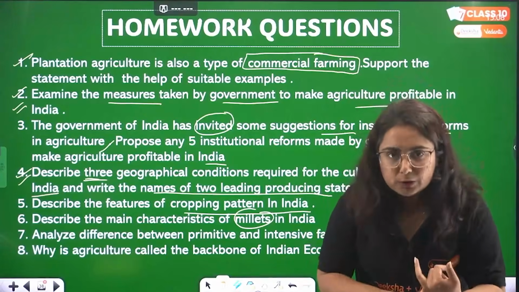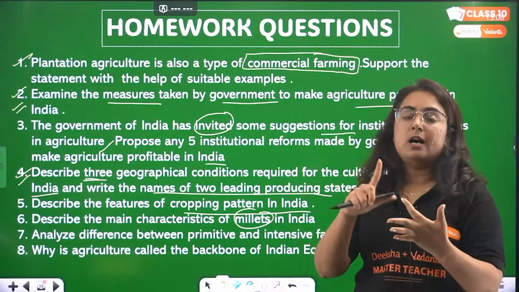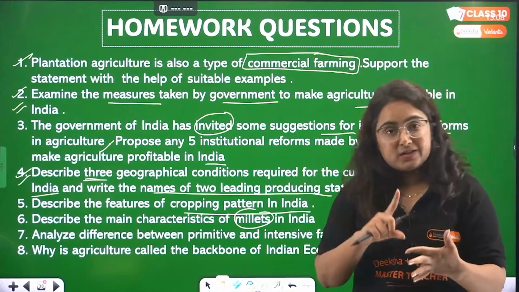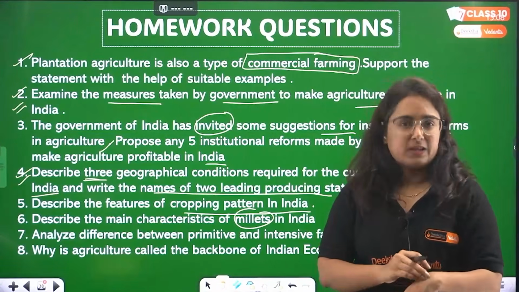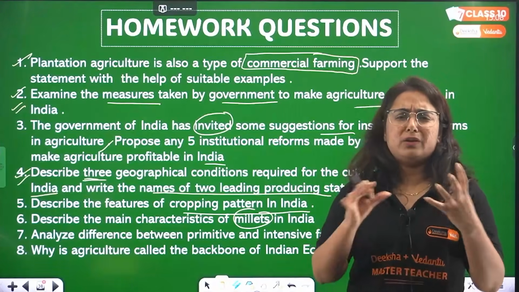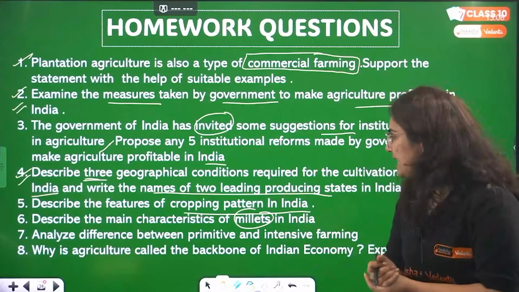Okay, write the characteristics of millets in India. First of all, tell what millets are. Jowar, bajra, ragi. Okay? They are highly nutritious, coarse grain. They contain high nutrition, roughage, and many more things like that. Okay? Even give one statement regarding jowar, bajra, ragi too. So this is how you can write it.